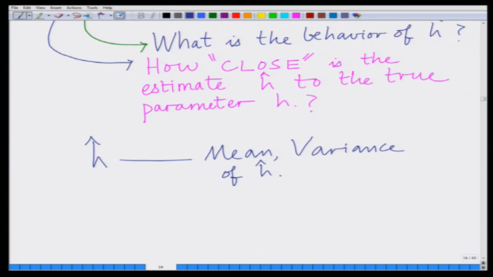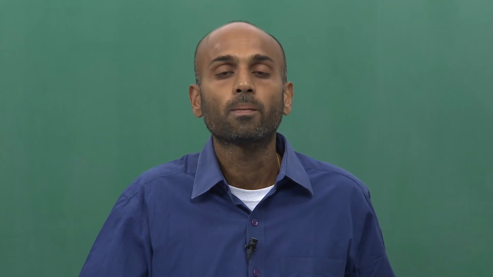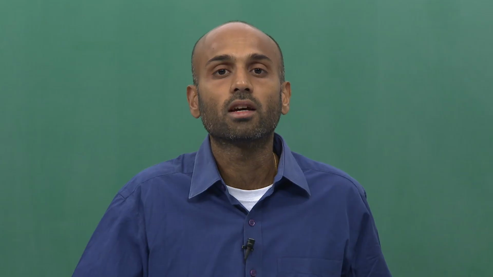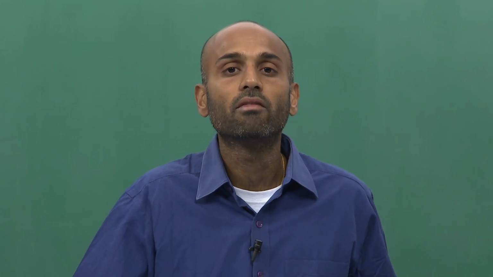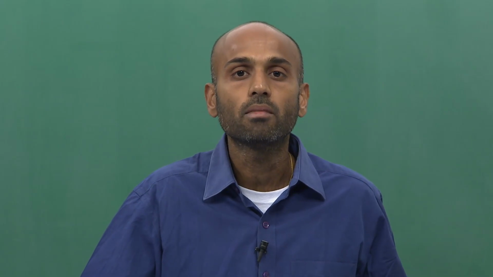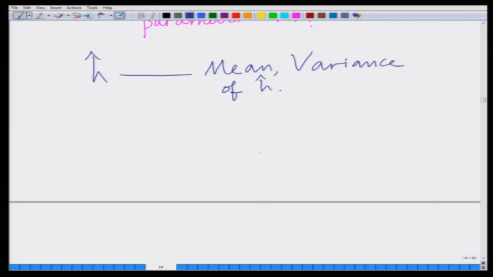To address what is the behavior of this estimate h hat and also how close it is to the true value of the underlying parameter h, let us start by computing the mean and the variance of this random quantity, h hat, which is random in nature. For that, once again recall that h hat is the sample mean, h hat equals 1 over n summation k equals 1 to n of yk. This is the sample mean.